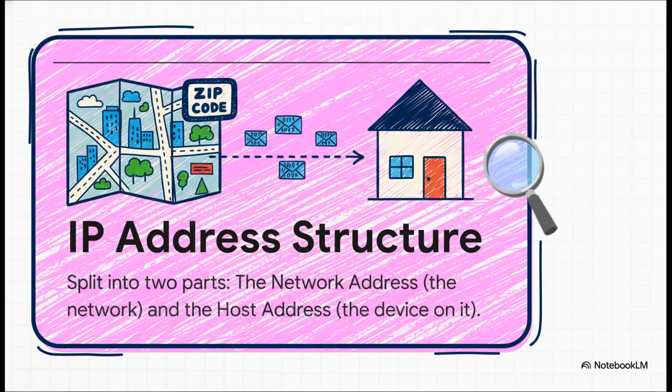Now, here is where the absolute genius of the system starts to shine through. An IP address isn't just a random string of numbers. It has a structure, a hierarchy built right into it. The first part is the network address. You should think of this like a zip code or a city. It gets your data packet into the right general neighborhood. The second part, the host address, is way more specific. That's like the street and house number that pinpoints the exact device in that neighborhood. This simple split is what makes the entire global internet possible.